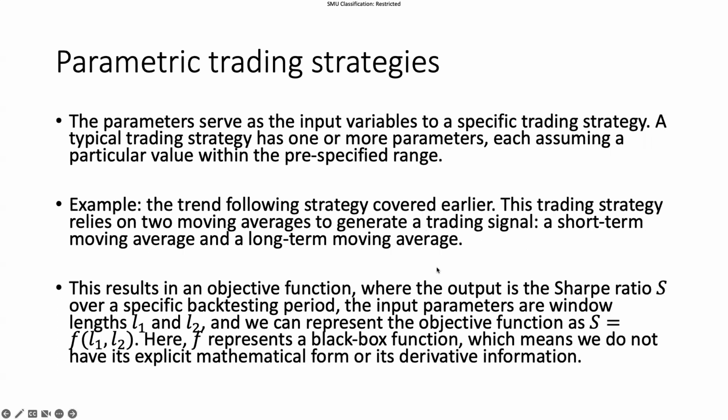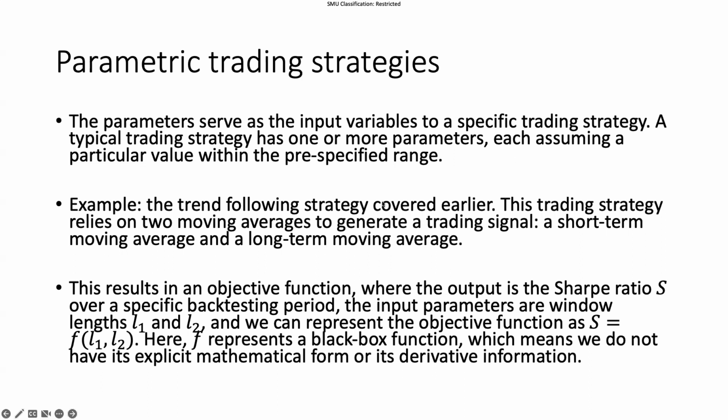All right, so now we're going to view this as a so-called parametric trading strategy, meaning that this strategy is based on certain parameters, and these parameters serve as the input variables. So typically a trading strategy has one or more parameters, and these are the so-called tuning knobs we're going to play around with. And each of them will fall into a pre-specified range. So for example, the entry signal for the z-scores could usually be from 0 all the way to 3 or even 4, or even 5.